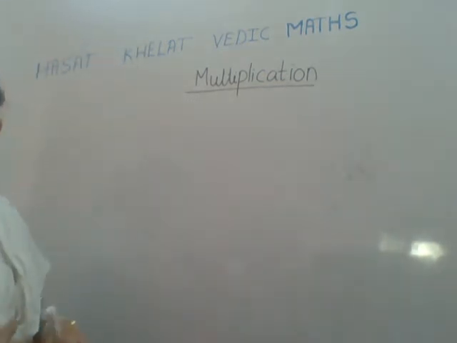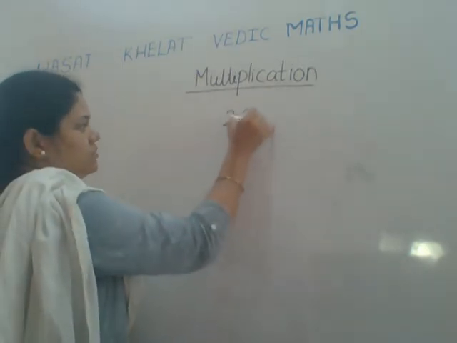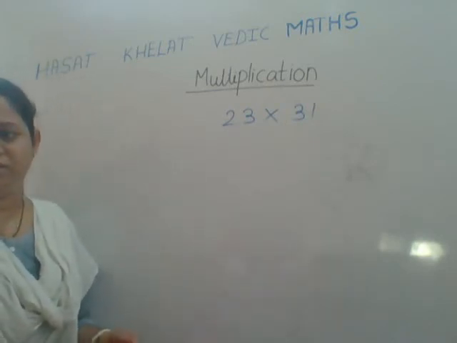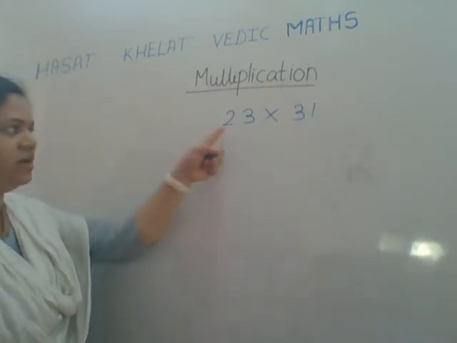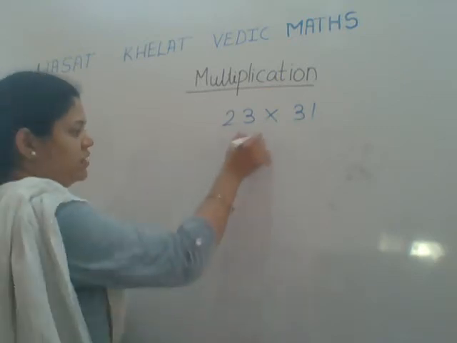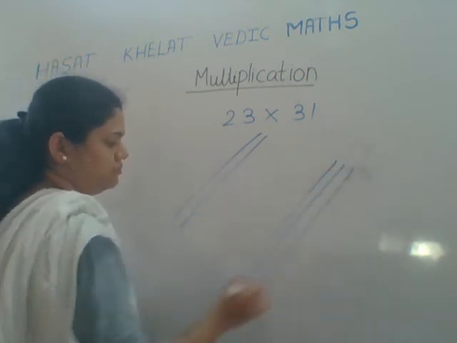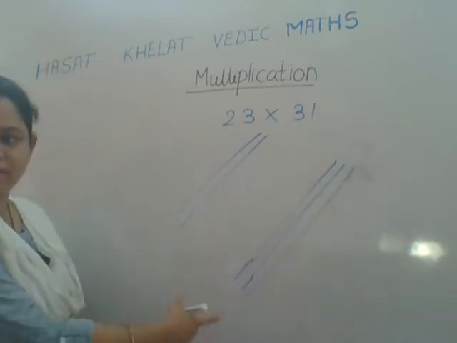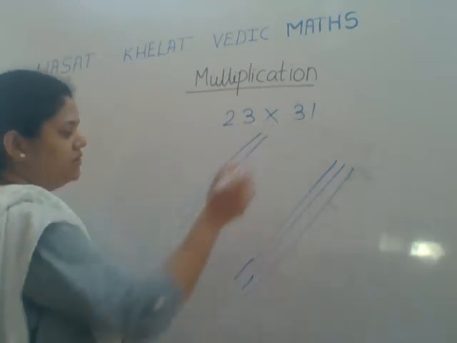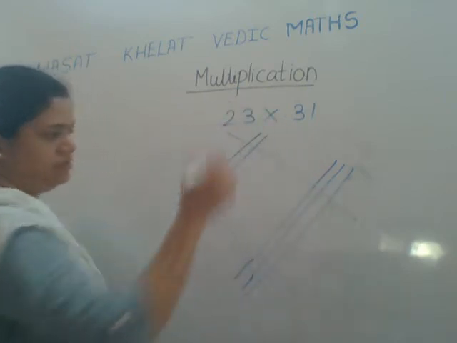Let's see these steps once again. I'm taking another number, 23 multiplied by 21. What do I have to do? I have to represent 23 first. I will draw here two lines. Then 3. I represented 23 in the form of lines. Now I have to represent 21. So 2 lines here and 1 line.